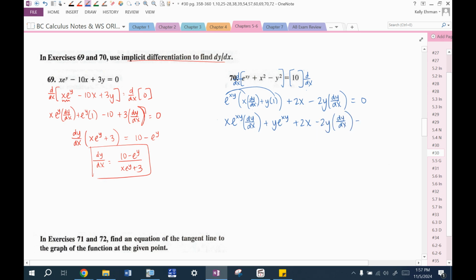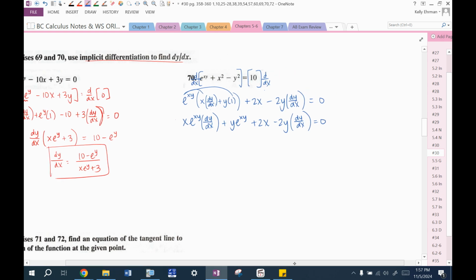And then this is totally up to you, personal preference here, but I'm seeing that my non-dy dx terms are positive, so I don't really want to subtract them over. I would rather keep the non-dy dx terms over here for this one. And then I'm going to add the 2y term over and subtract the x e to the xy term over.